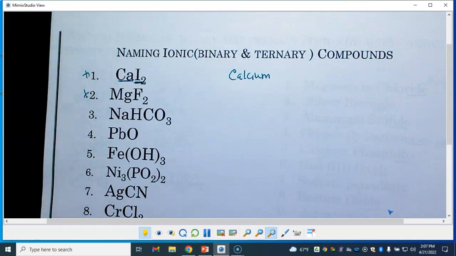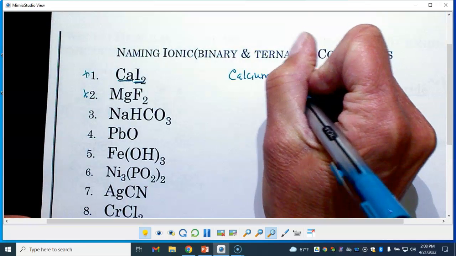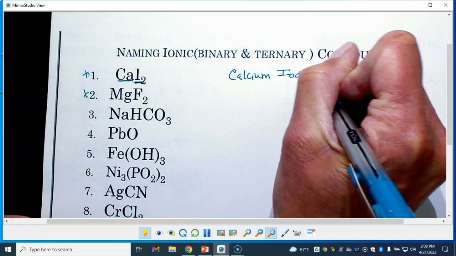But we're not going to write iodine. We're going to drop the INE, and we are going to make it IDE. So when those elements are in a compound, it's no longer ending in INE, it will end in IDE. So I'm going to take the root of iodine, drop the INE, and make it IDE. So it's going to be calcium iodide.